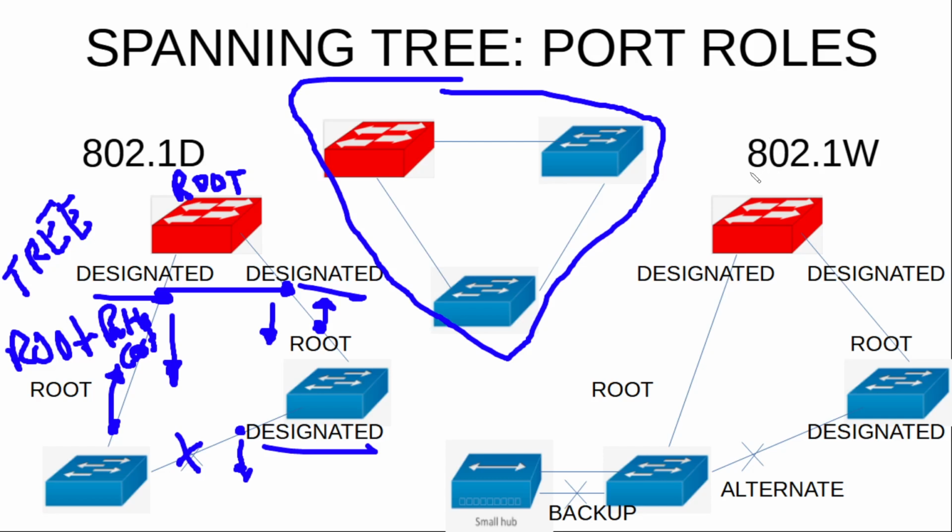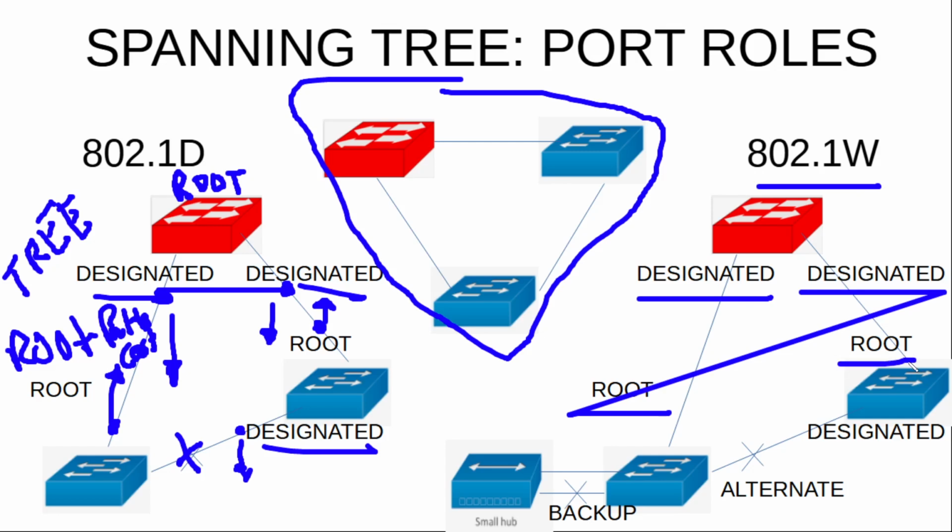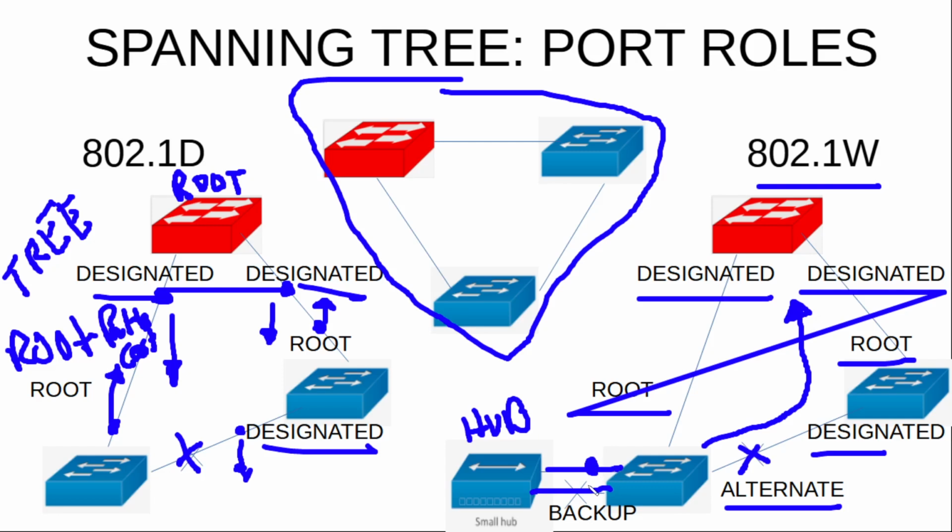Now, when it comes to rapid spanning tree, we still have designated ports and root ports, but we have something new that is known as the alternate port. That is a port that is in discarding mode, but it is a particular port that provides a switch with an alternate path to reach the root bridge. And if we ever connect a hub to our switching domain, probably with two links, one link will remain in forwarding mode and the other link will be placed into discarding mode. That port particularly is known as the backup port.